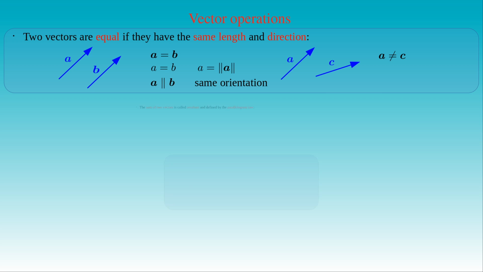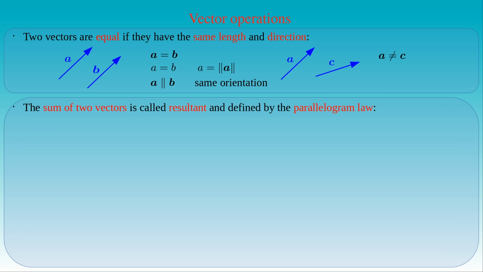The first vector operation presented here is the sum of two vectors, which is called resultant, and is defined by the parallelogram law. If we have two vectors A and B, which point in different directions, we can just take the first vector and translate the tail of the vectors to the tail of the other one. Then we construct a parallelogram from the vectors. The diagonal vector of the parallelogram with the tail at the tails of the vectors A and B is the resultant, and denoted with A plus B.